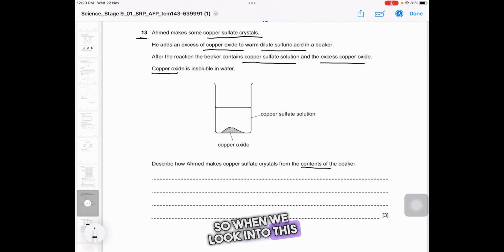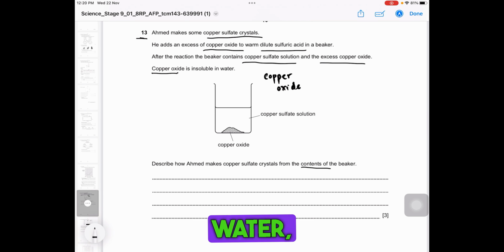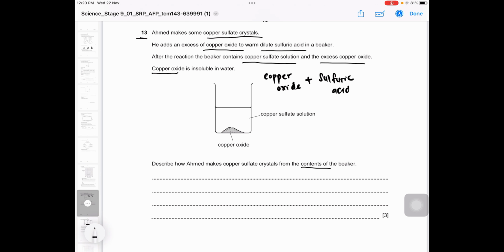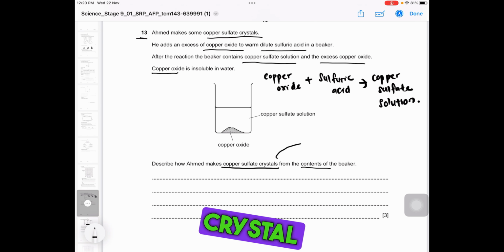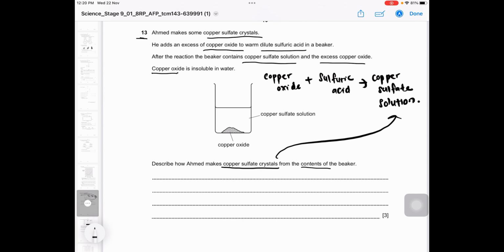So when we look into this experiment, copper oxide is insoluble in water, and reacts with acid, sulfuric acid, to form copper sulfate solution. So the question wants us to make copper sulfate crystals from copper sulfate solution.